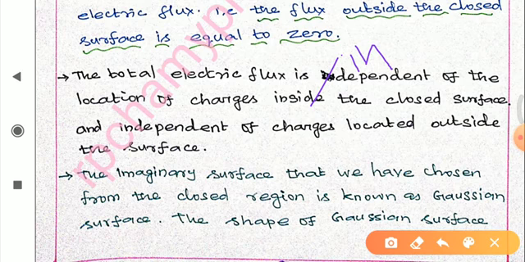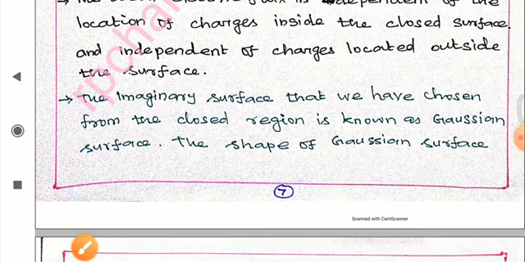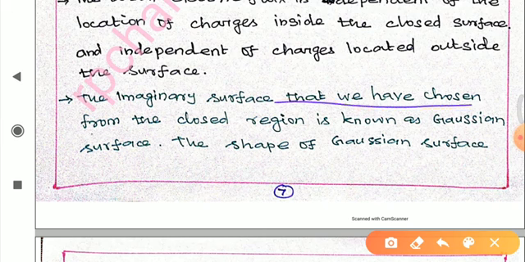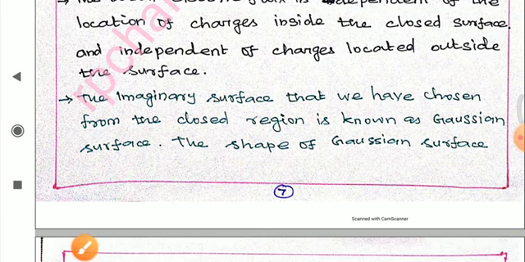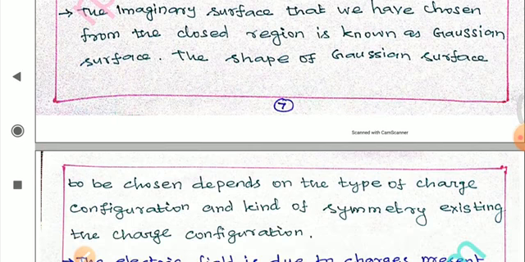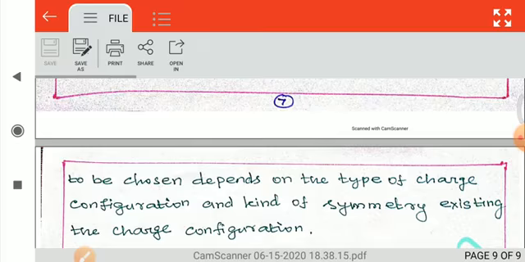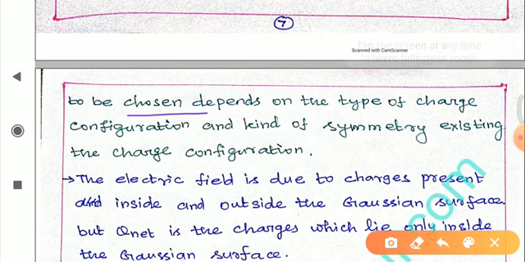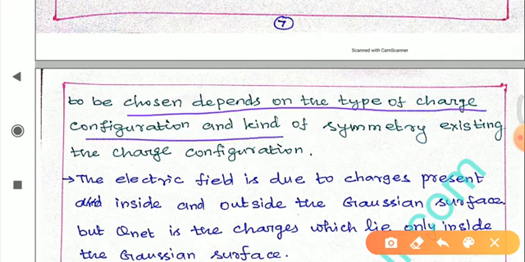Okay, then in the last point, the imaginary surface that we have chosen from the closed region is known as a Gaussian surface. What should the shape of the Gaussian surface be? In the previous page we discussed that if it is considered a sphere, the area is 4 pi r square. For that this point is given: the shape of the Gaussian surface to be chosen depends on the type of the charge configuration.